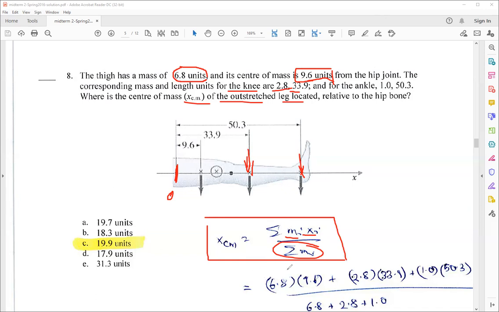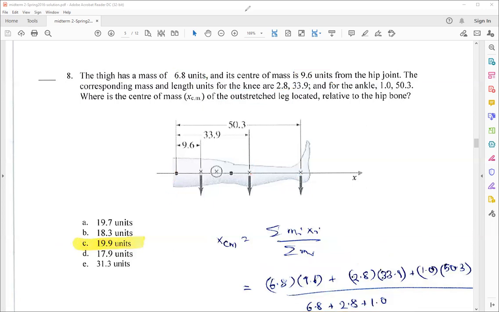So here, if it's relative to the hip bone, I have mass thigh multiplied by x thigh. Now x thigh is at 9.6 units from the hip bone, okay, and so on for the knee and the ankle. These are the measures we have. So we plug in the numbers, of course, over the total mass. Again, we're using units, it doesn't matter. You end up with this value for the center of mass, okay, along x.